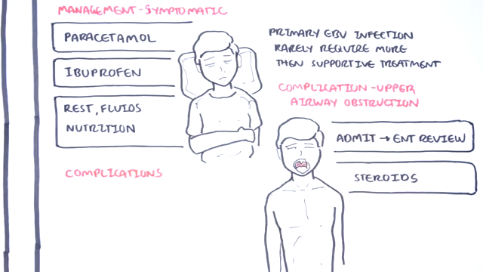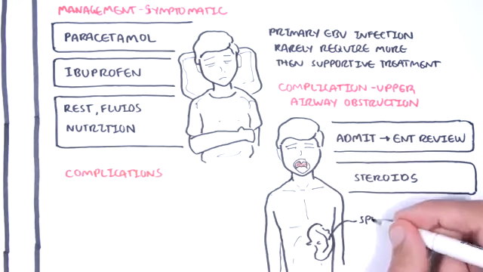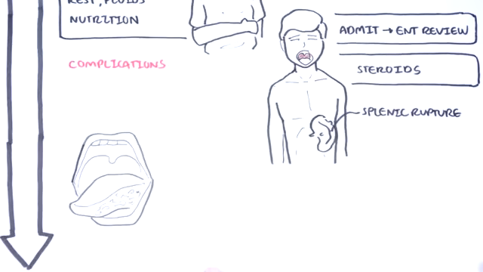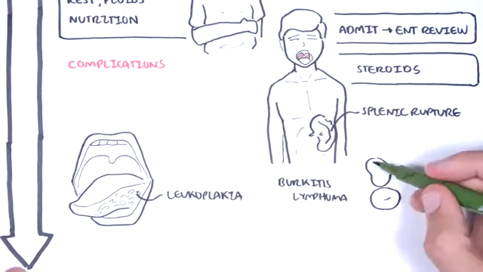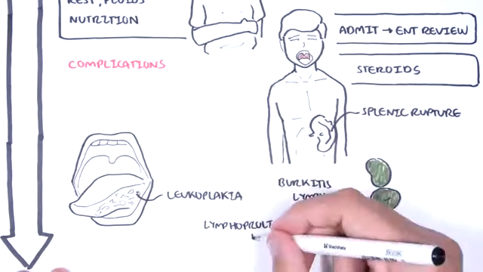Complications of infectious mononucleosis include splenic rupture, leukoplakia, Burkitt's lymphoma, and lymphoproliferative disease later on in life.